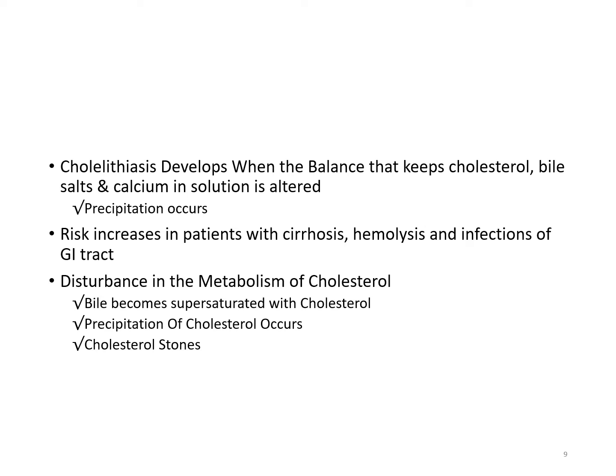Apparently this alteration can happen in particular groups of patients. So patients maybe with cirrhosis, patients having some type of hemolysis, and patients predisposed to infections of the GI tract. The main mechanism, especially with cholesterol, is that the bile becomes supersaturated with cholesterol because that cholesterol is not being broken down. So you're getting precipitation, and eventually you're getting cholesterol stones. That is definitely true when we're talking about the cholesterol types of stones.